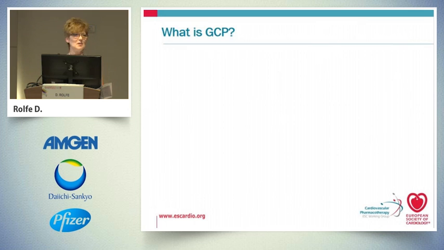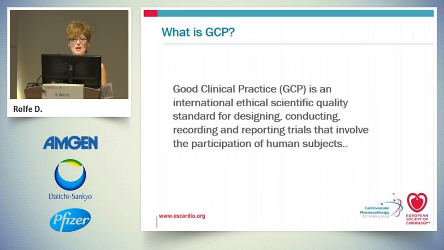What is GCP? So good clinical practice is an international ethical scientific quality standard for designing, conducting, recording, reporting trials that involve the participation of human subjects. Now, this GCP is aimed primarily, really, at clinical trials that involved drug studies. So just in case it's going to shock anyone because they don't think that they should be here. So throughout this presentation, there will be numeric references directly lifted from the GCP guidance. So I have literally lifted the text from the GCP guidelines. But I will briefly explain the structure of the guidelines in a moment.